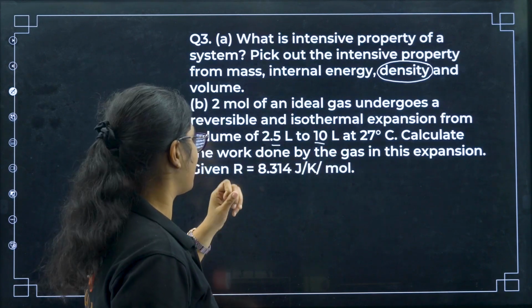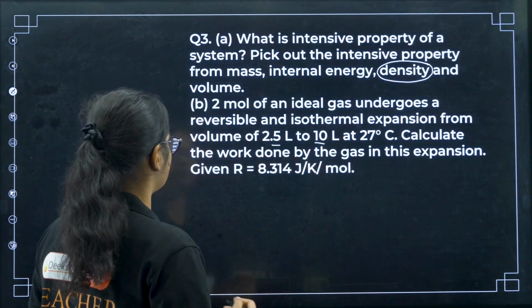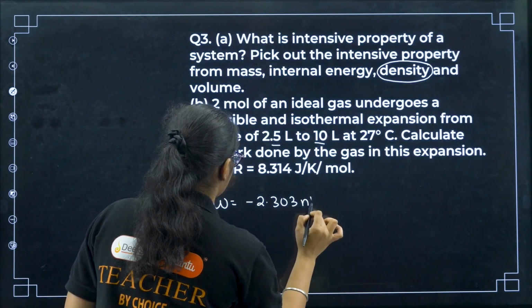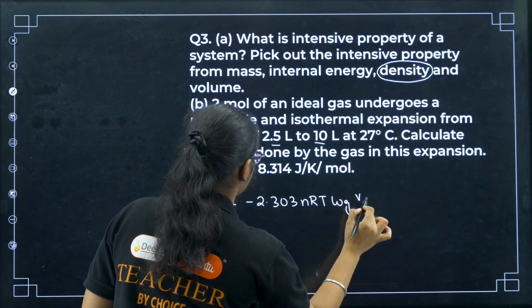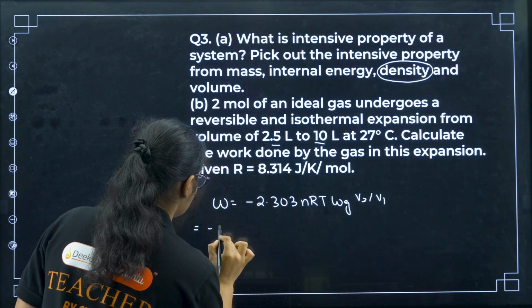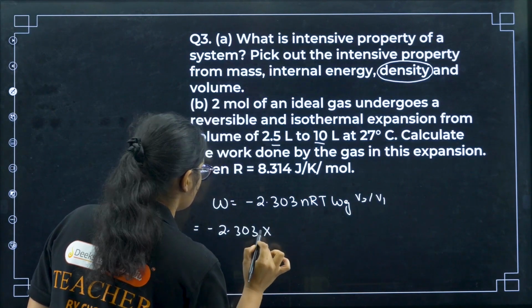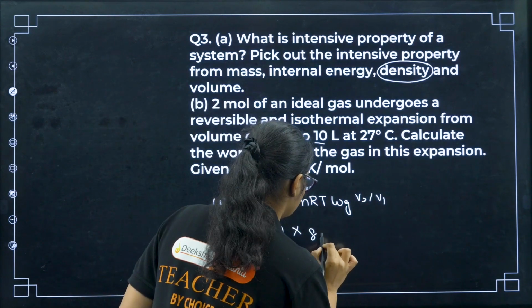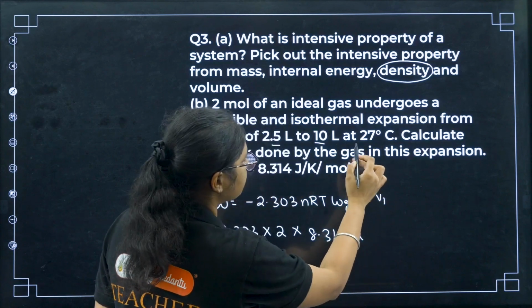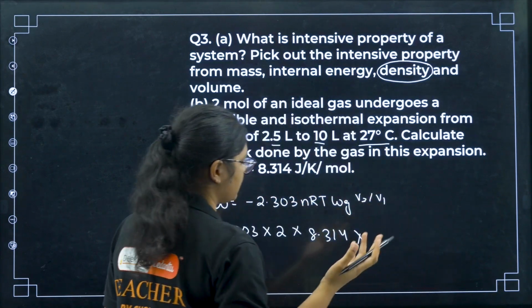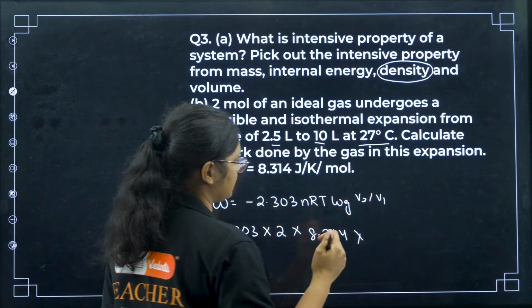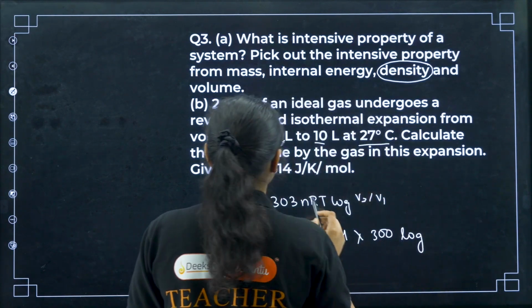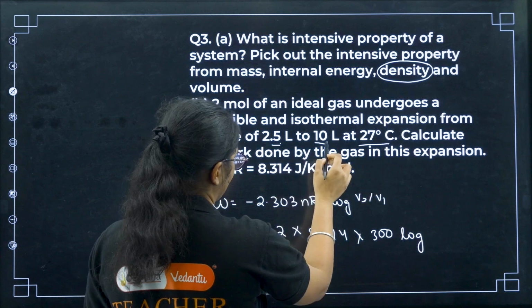to 10 liter. Calculate the work done by the gas. So we know the formula for work done: minus 2.303 nRT log of V2 by V1. Let me substitute here, minus 2.303. What is the n value? 2 moles. R value 8.314. Temperature value 27 degrees Celsius. I think 27 means 27 plus 273, and that is your 300 Kelvin, into log of V2 by V1. That is 2.5 to 10 liter, right?